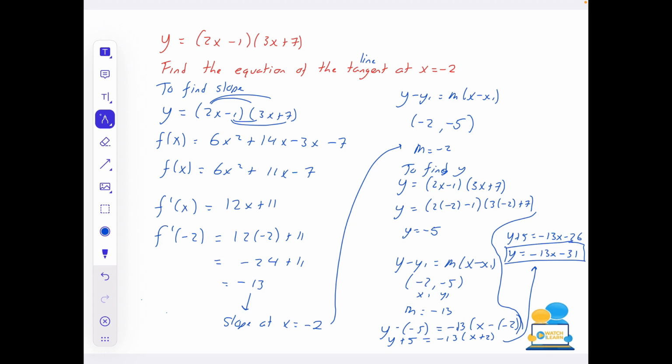Okay, so a little bit linking to coordinate geometry, a little bit linking to functions, and a little bit linking to calculus to find the slope.